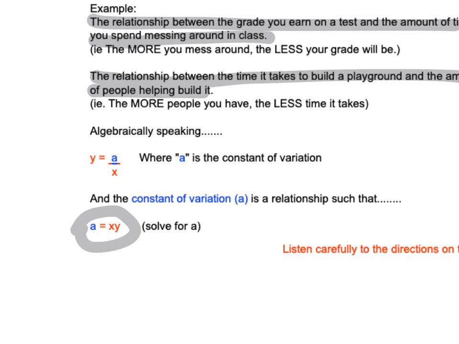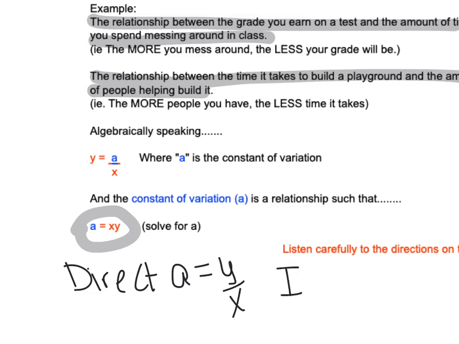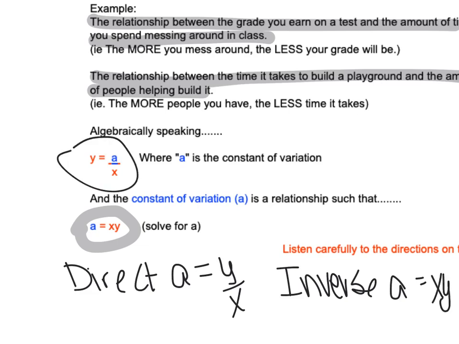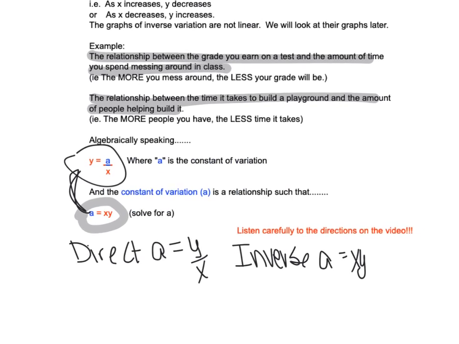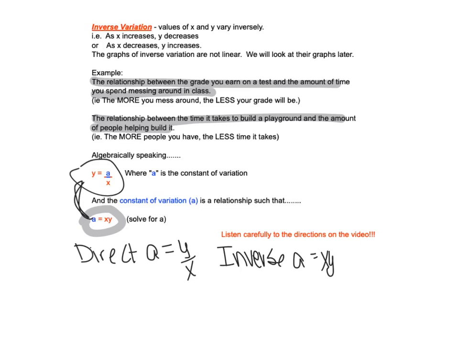So remember, direct variation was a equals y divided by x. Inverse is a equals x times y. A lot of times kids get these two things confused. When you have it solved for y with inverse variation, your x is in the denominator. When you have it solved for a, it's x times y. So you just have to work your way through as we do these examples and help you to remember which one's which.